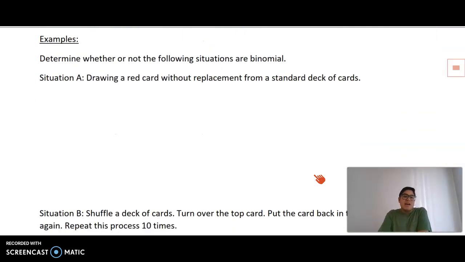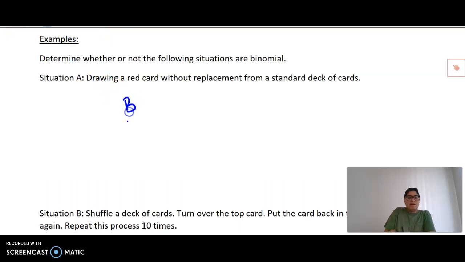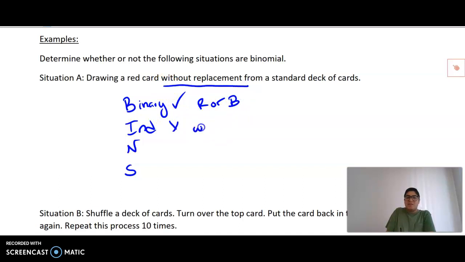So let's look here. Again, I am trying to see if it meets the BINS criteria. Now, they're not going to ask you this on the AP exam, but come on, we got to know all the theory before we learn all the fun stuff. So, drawing a red card without replacement from a standard deck of cards. Well, it is binary because my options are either red or black. Now, we're not going to be independent because of this key phrase right here, the without replacement. That is no bueno. That means the probability is going to be changing each trial, right? This is now a successive dependent event.